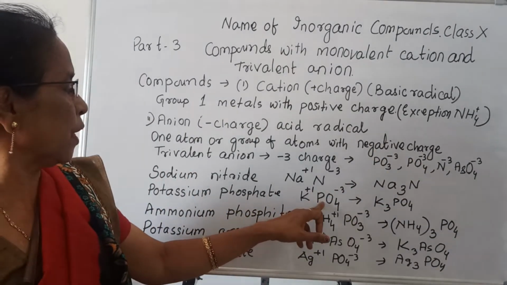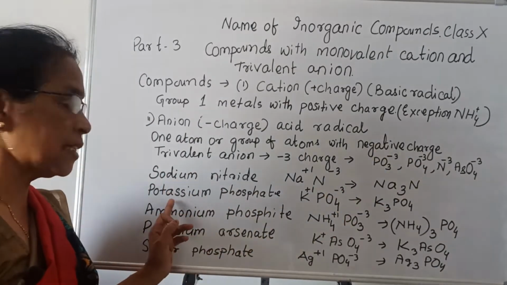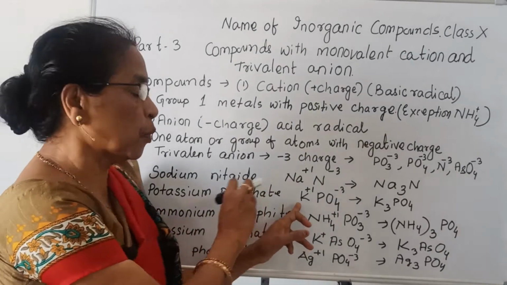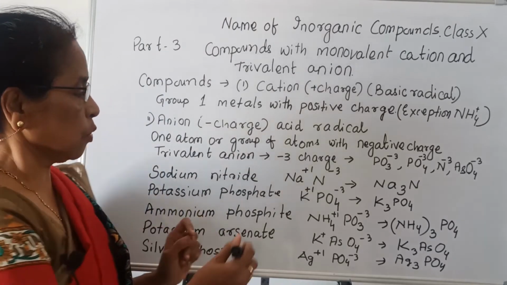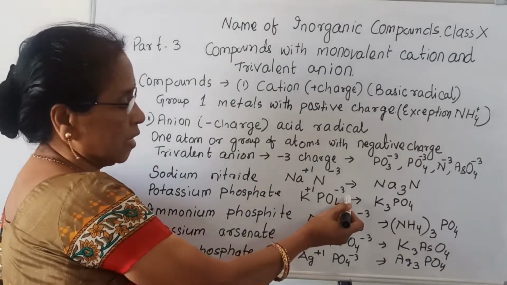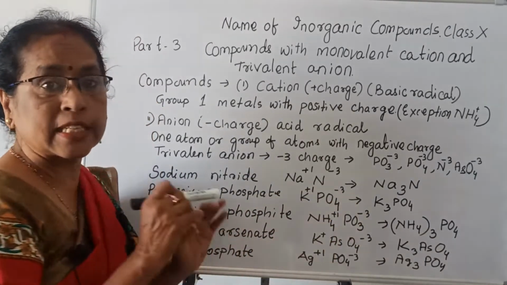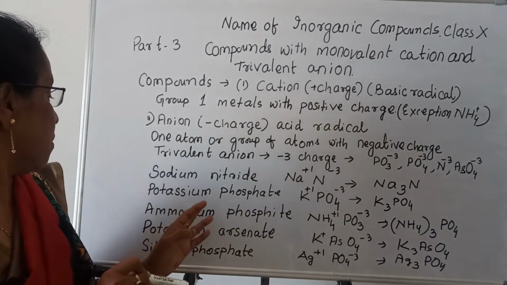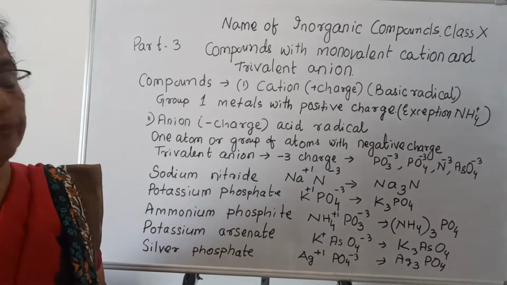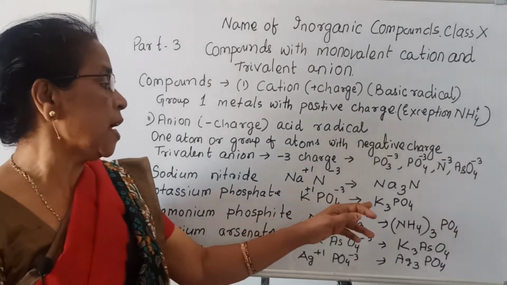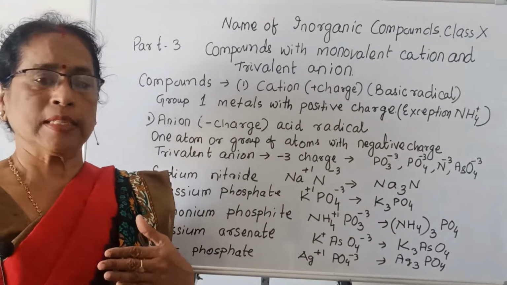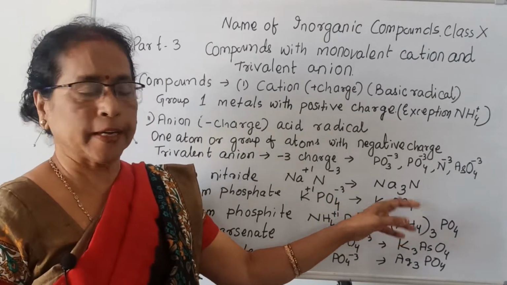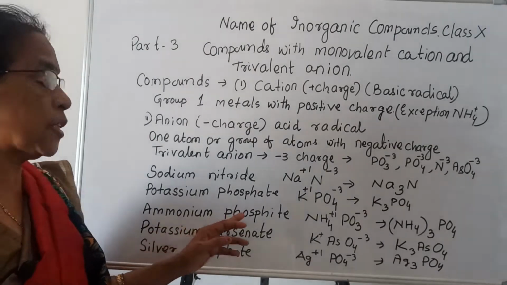Next question, if the question is potassium phosphate, I told you phosphate is PO4 minus 3. So you write first PO4 minus 3, and since potassium belongs to the first group, we put K plus 1. So what is the answer? Since I told you the 3 comes here, the answer is K3PO4. And what is the name of the formula K3PO4? Potassium phosphate.